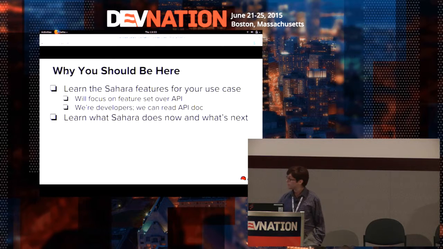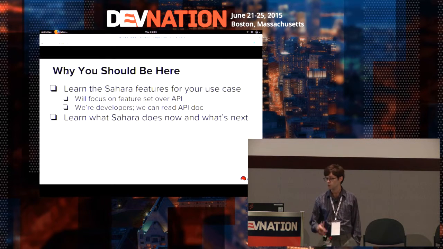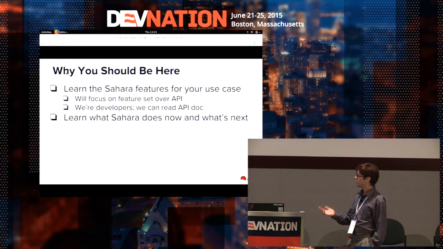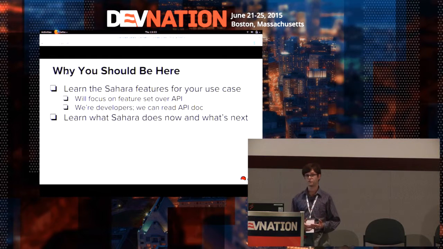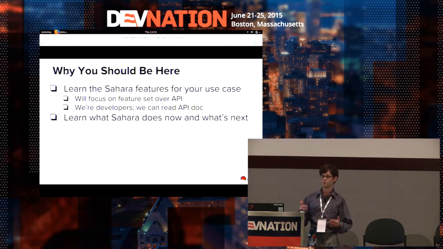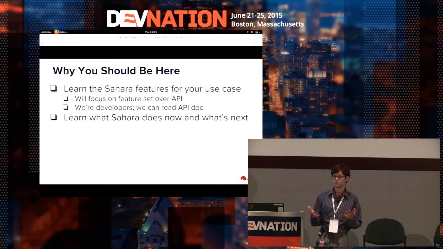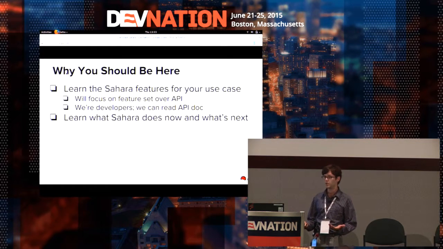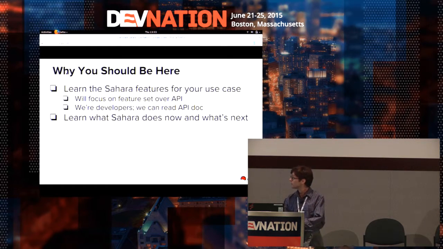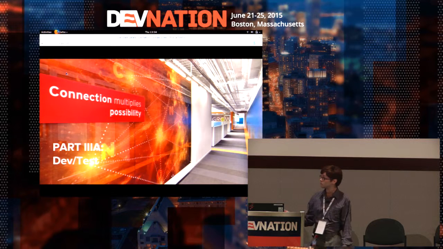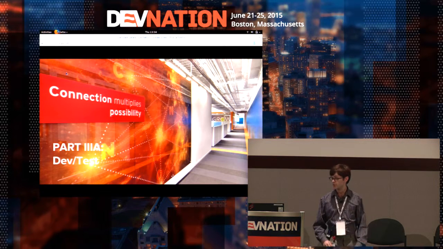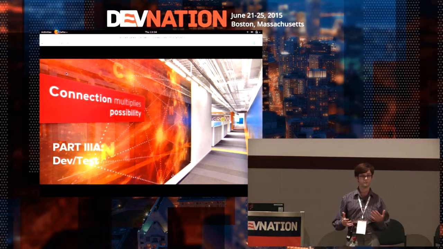All right. So as we've talked about in the past, what we are going to talk about today is which features to use for which use case. We're going to focus on the feature set rather than going over the specific API calls. We're developers. We know how to read a REST API. We'll also learn what is coming up next in Sahara. So in this next section, we're going to talk about using Sahara as a dev test environment.